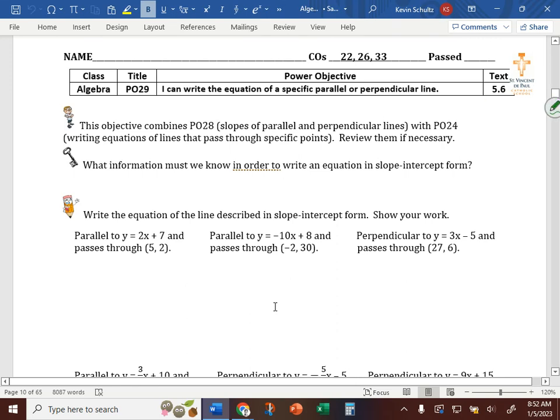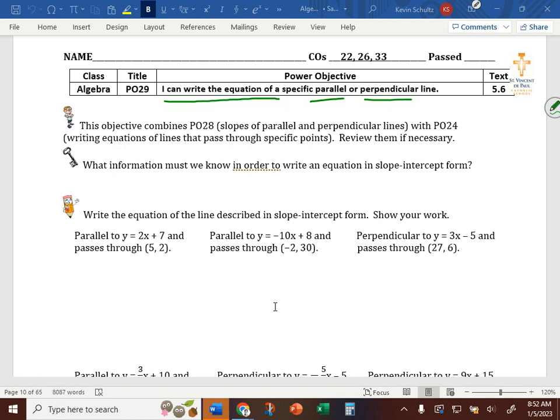Algebra. We are wrapping up our unit with PO29, which, like we've seen a couple times throughout the unit, goes back to what we did in Unit 3. You can see PO29 is I can write the equation of, right? So think back to last unit, PO24, when we wrote equations of lines in slope-intercept form. We're doing that again, only now we're tying in PO28, and we're using the relationships of parallelity and perpendicularity, okay?